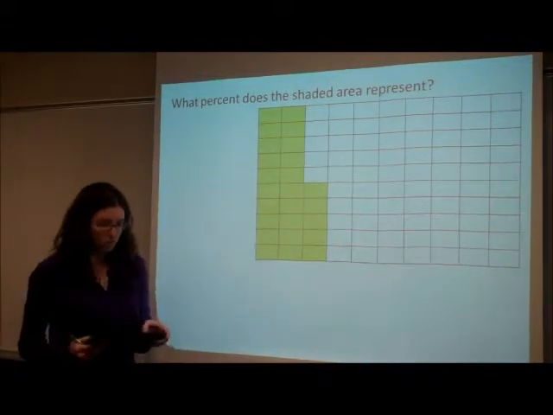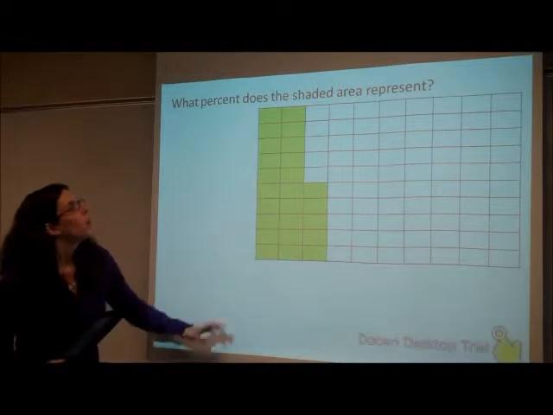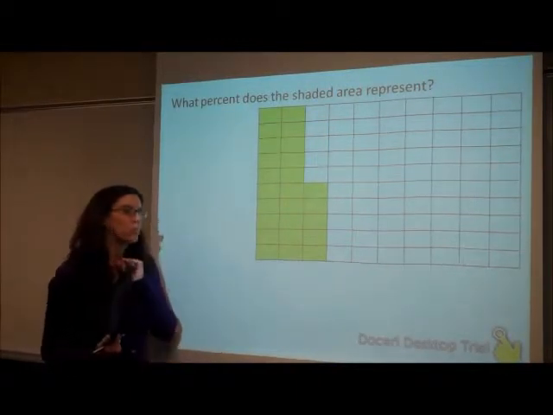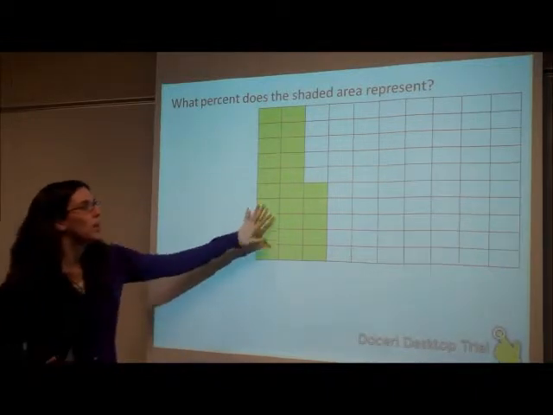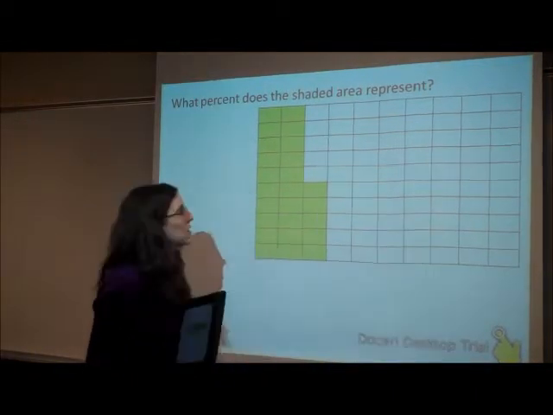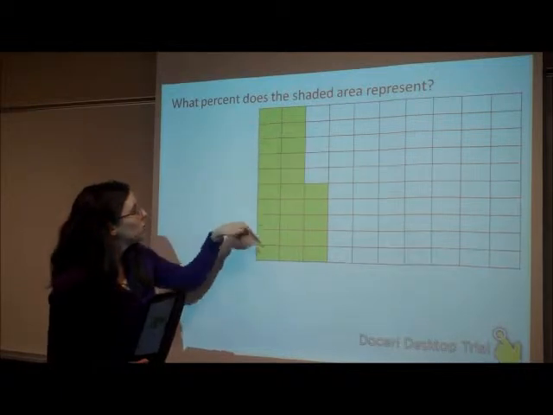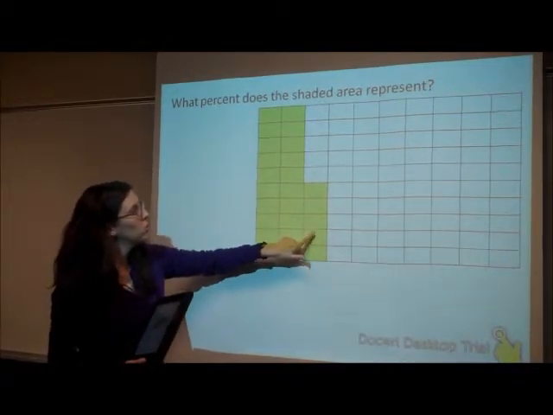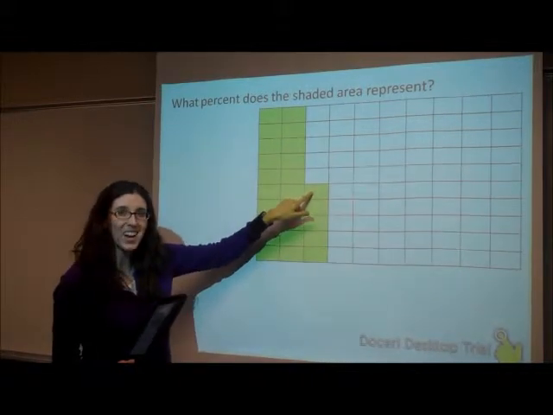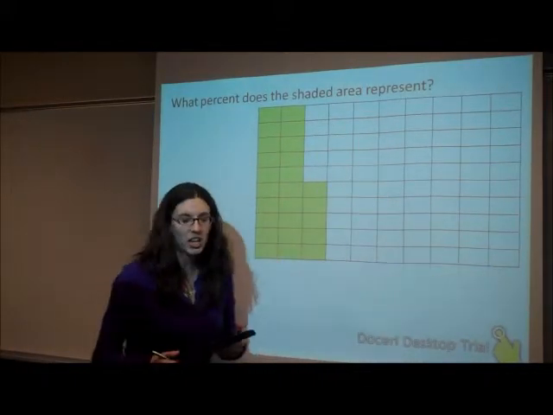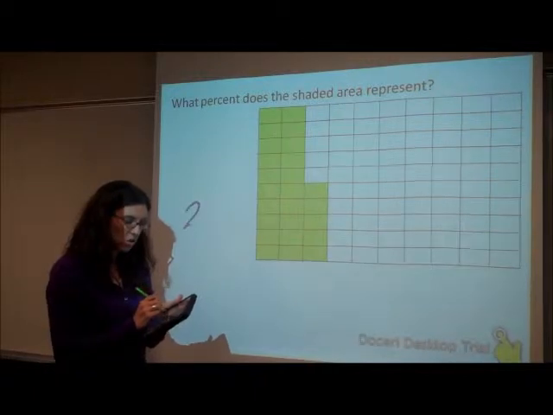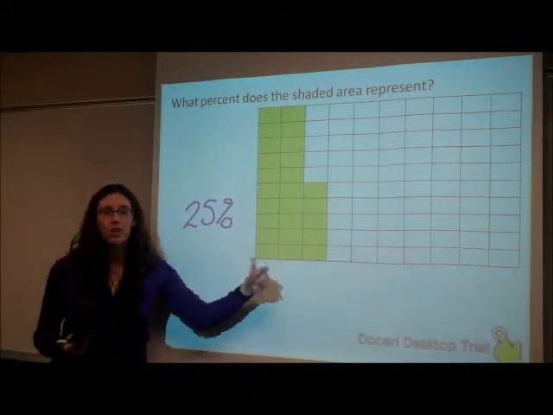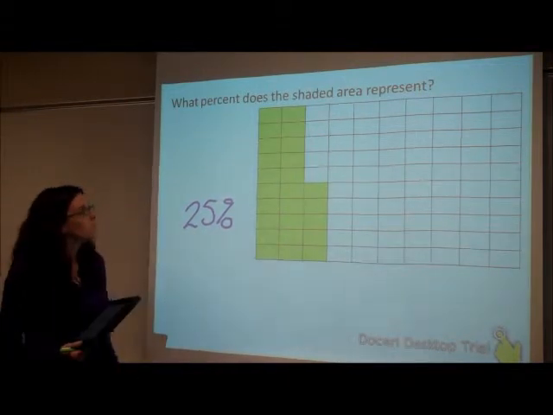So now I want you to try this one on your own. What percent does the shaded area represent? Figure it out and then press play and we'll check it. So now again, we have 100 boxes. Now I have 2 rows of 10, so that would be 20, 21, 22, 23, 24, 25 out of the 100 are shaded in. So now I have 25%. 25 out of 100 are shaded in.